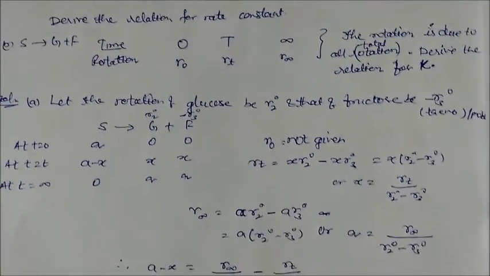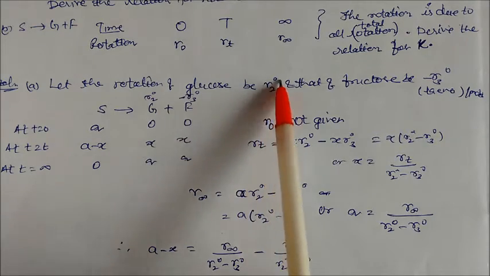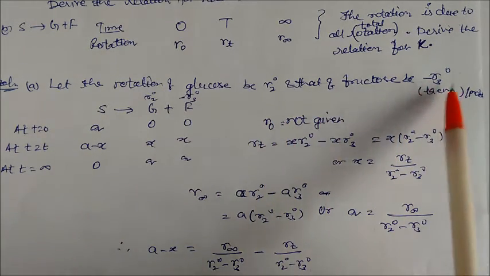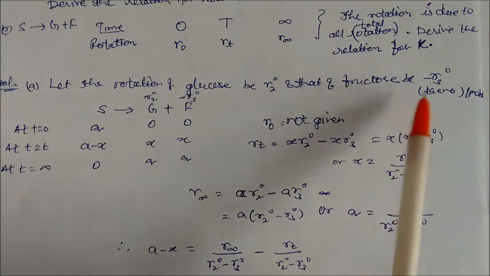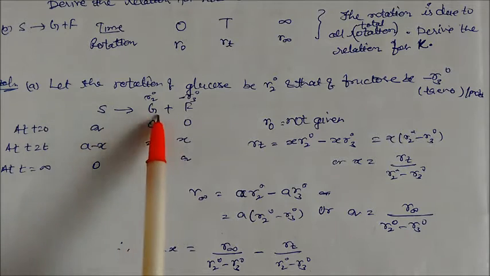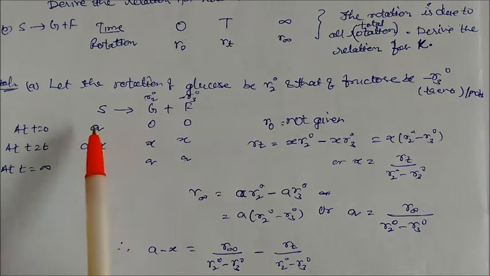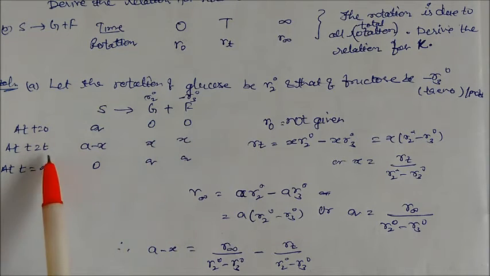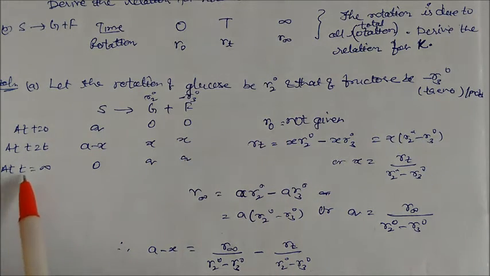In the first case, let us take the rotation of sucrose as R1 naught, glucose as R2 naught, and that of fructose as minus R3 naught. So this is the rotation of glucose, this is the rotation of fructose, the levo rotation, and sucrose is converted into glucose and fructose. At t equal to 0, the initial amount is a, and glucose and fructose are 0, 0. At t equal to t, they will be x, x, and sucrose a minus x. At t equal to infinity, it will be 0, a, a, because the sucrose is completely converted into glucose plus fructose.